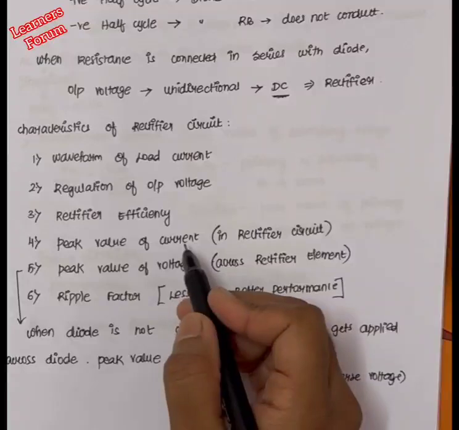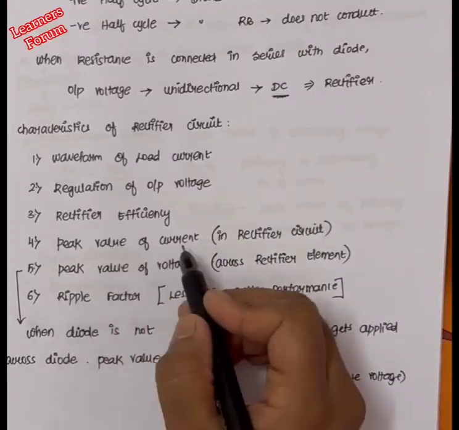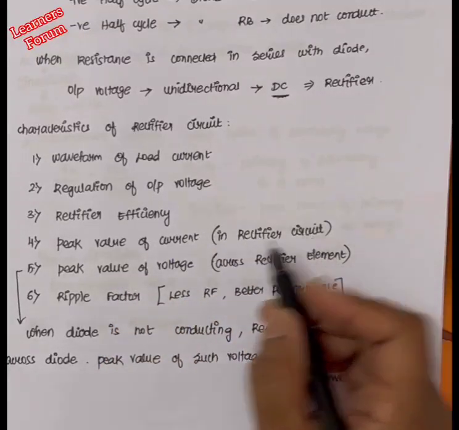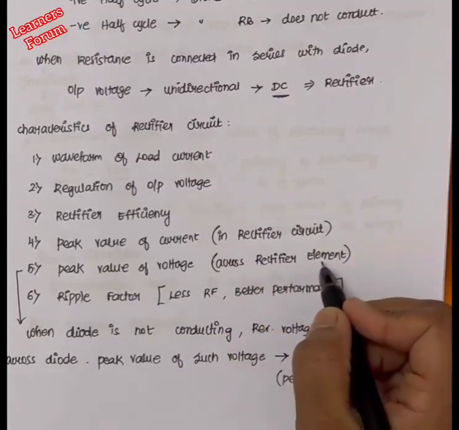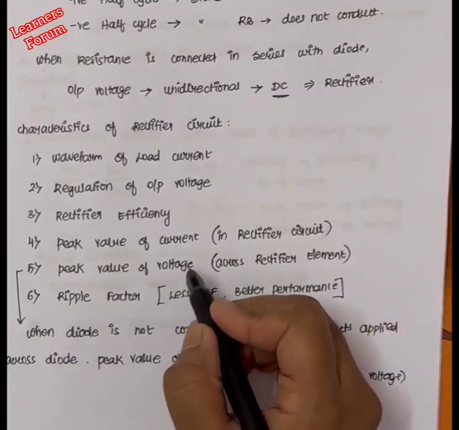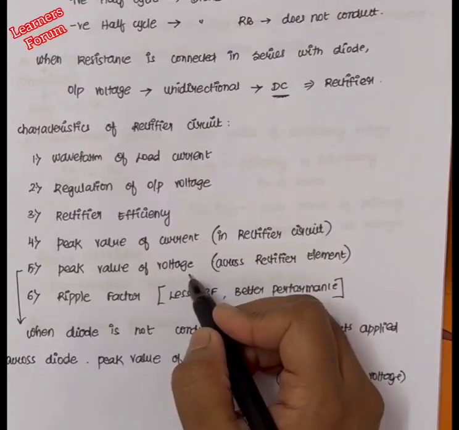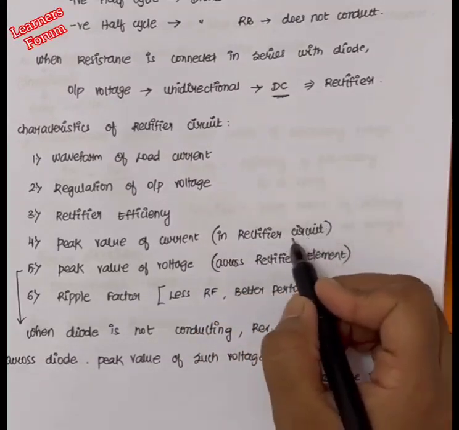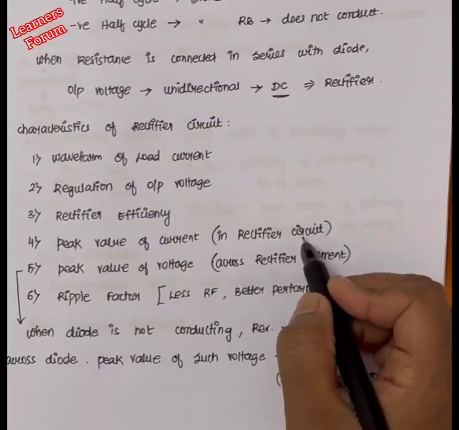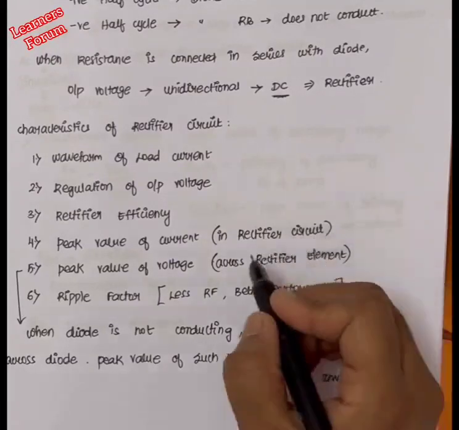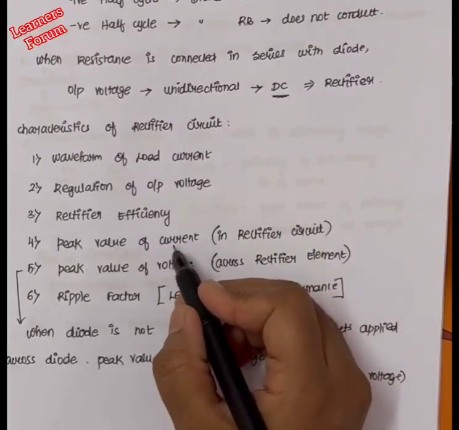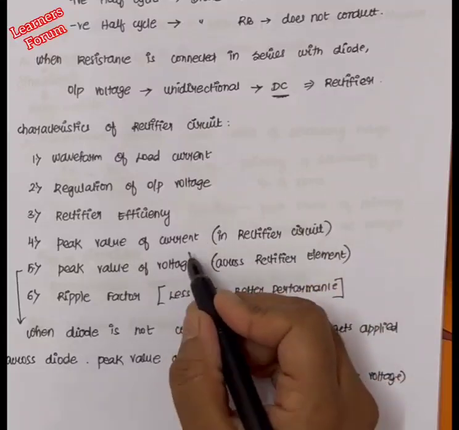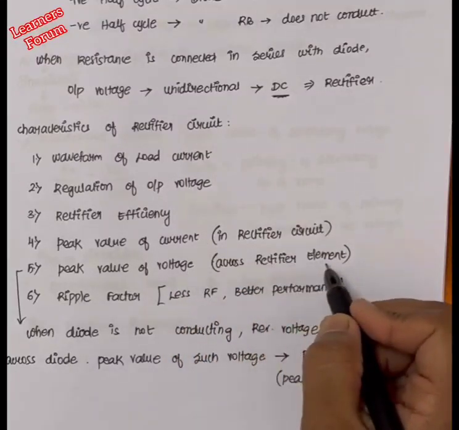Fourth and fifth are peak value of current and peak value of voltage. Peak value of current will be calculated in the rectifier circuit, whereas peak value of voltage will be calculated across the rectifier element. Here we are using the rectifier element as a diode. So across the diode, when we are calculating the peak value of voltage, that is also to be included under the characteristics. Whenever it is a rectifier circuit, we will be calculating the peak value of current across the load which is connected to the circuit. This is the ultimate difference between peak value of current and peak value of voltage. Peak value of current is taken across the load, whereas peak value of voltage is taken across the diode, which is nothing but the rectifier element.